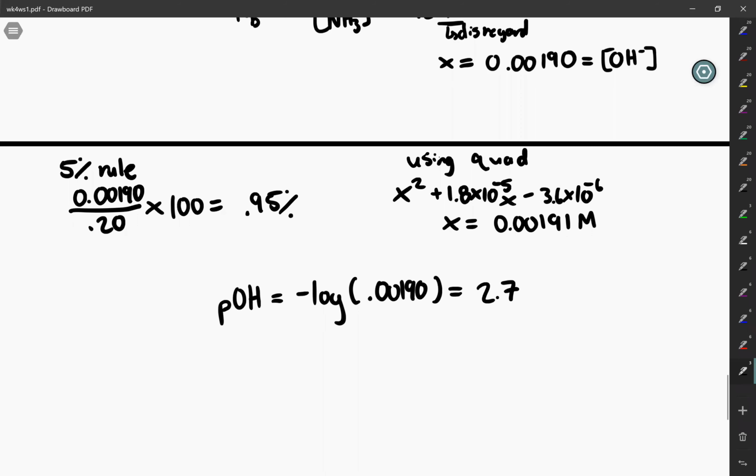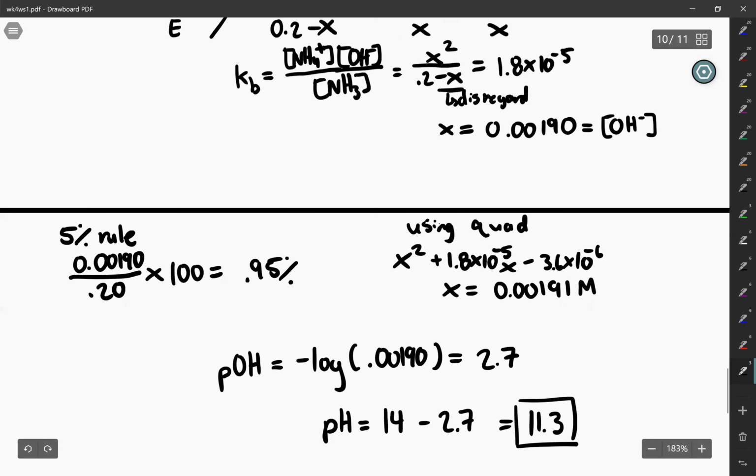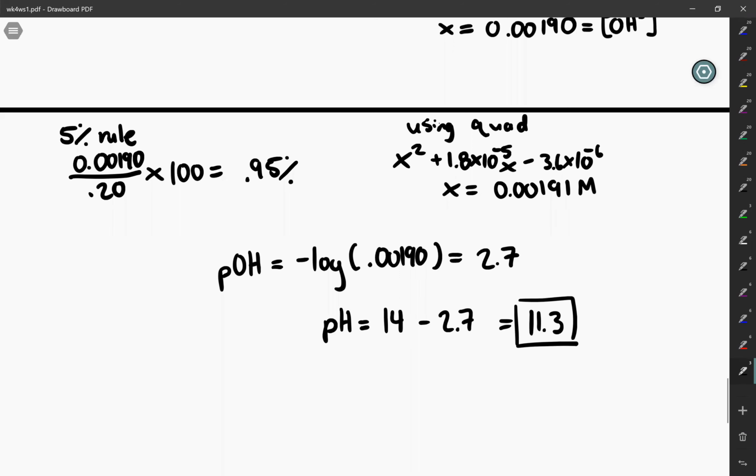So in order to find the pH, we can use pOH plus pH equals 14. So that means that our pH is going to equal 14 minus 2.7. And that's going to be 11.3. And that's our pH for this solution. It makes sense because ammonia is a base, so our pH should be basic.